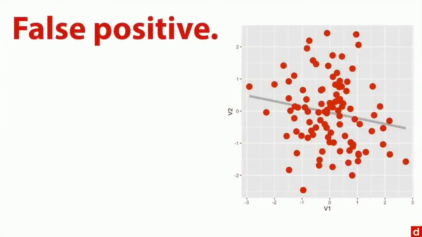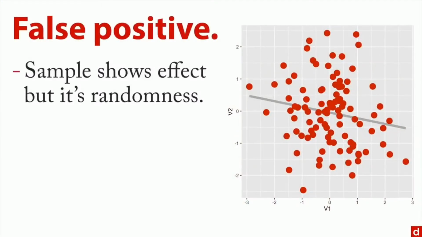You can get a false positive. And this is when the sample shows some kind of statistical effect, but it's really randomness. And so, for instance, this scatter plot I have right here, you can see a little downhill association here, but this is in fact drawn from data that has a true correlation of 0. And I just kind of randomly sampled from it until I got this. It took about 20 rounds, but it looks negative, but there's really nothing happening.